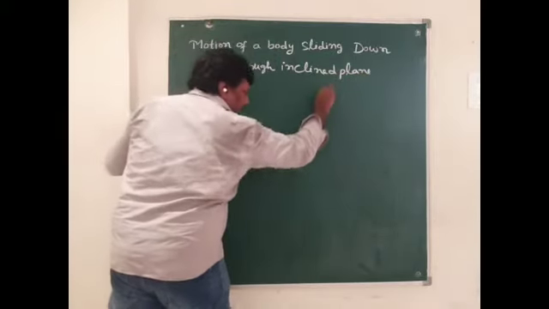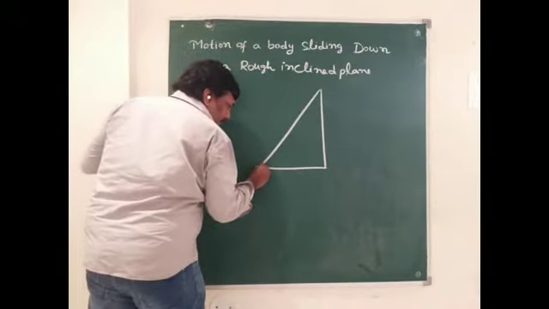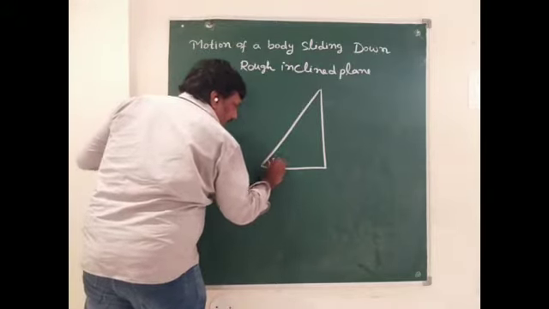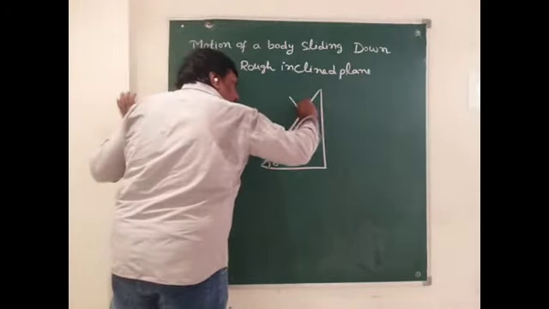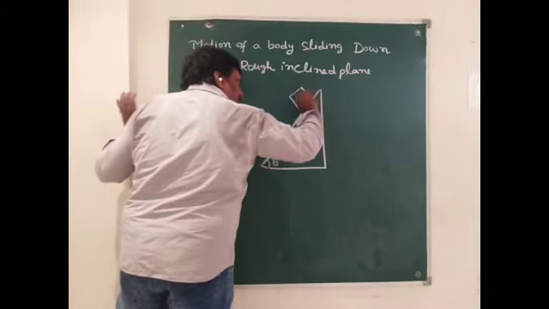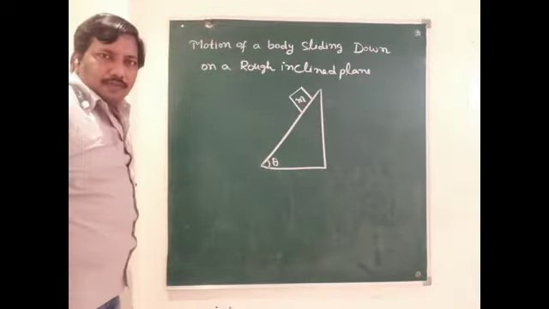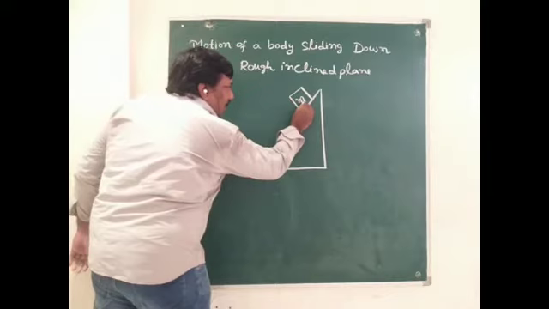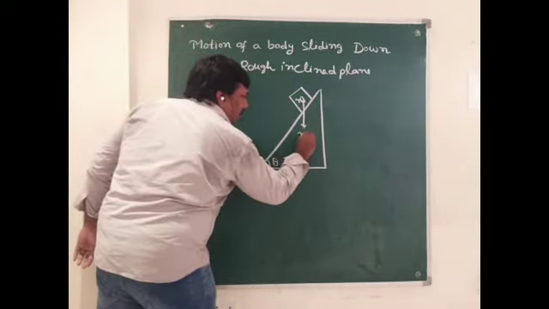So this is a rough inclined plane. Here the angle of inclination is theta. Now consider a body of mass small m arranged on top of the inclined plane. Here the weight of the body is resolved into two components.